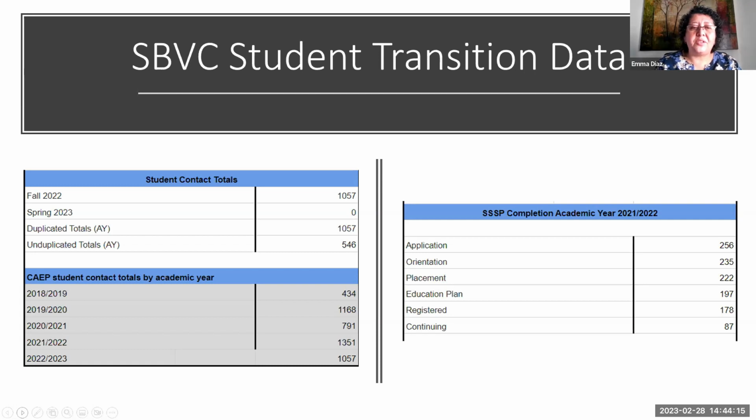So what you see on the right-hand side are the triple SP, which is our matriculation completion process. And this is what all students need to do. So if you see there, we have how many students they helped in 1 year with the application process, how many students needed help with the orientation process. And actually one of our counselors translated the orientation into Spanish to help more students get through that.